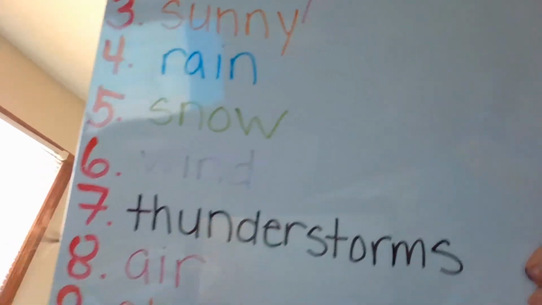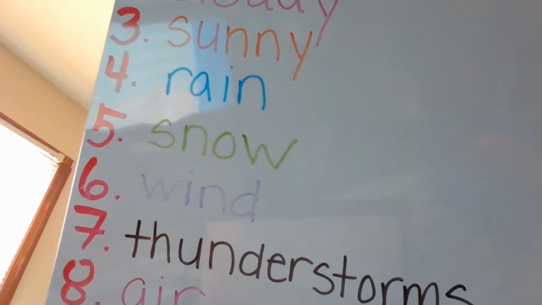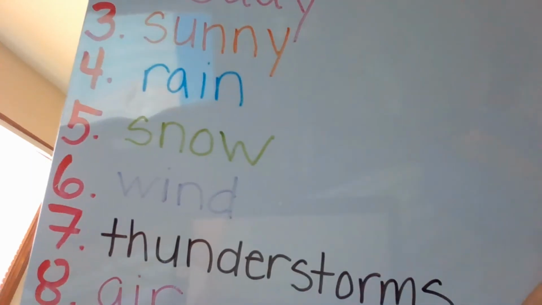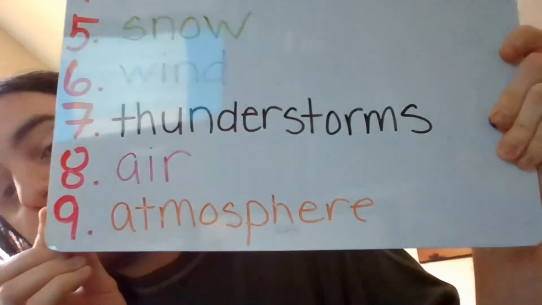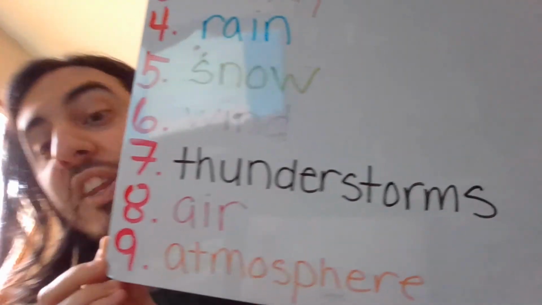Number 8, air. Air is the gas that is all around us in the Earth's atmosphere. And the last word, atmosphere. Can you see it? Atmosphere is the sky and air around the Earth. So there are the words we learned today. Good job!